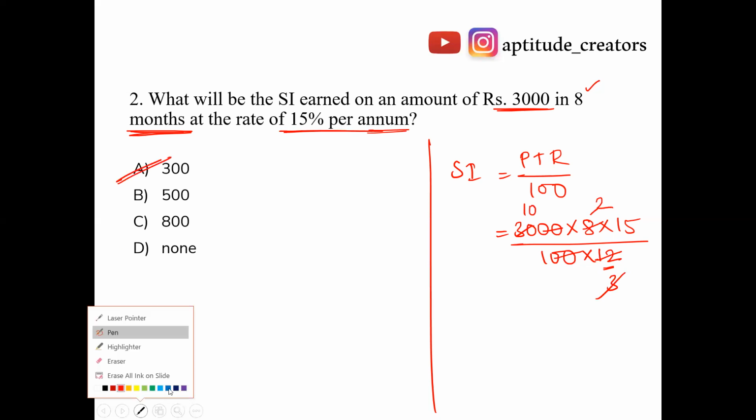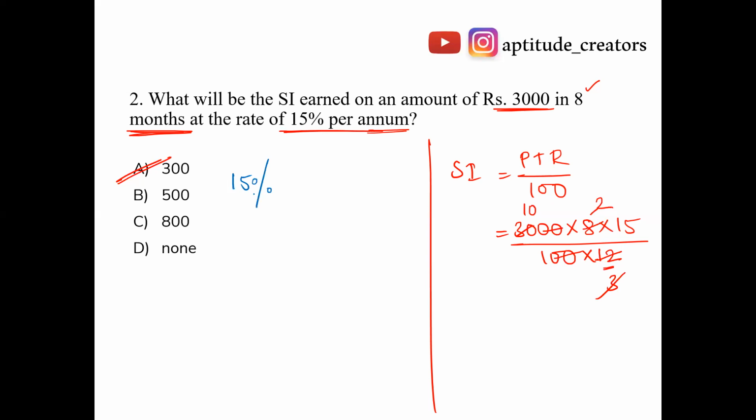Now, no need to solve this method. Please pay your attention. What is the simple interest earned on amount 3,000 rupees, 8 months, 15% per annum? Now, what about for 1 year? For 1 year, 15% of 3,000 rupees. Correct? 2 zeros are cancelled out. We can say 450 rupees as interest. 1 year, we can say 12 months. 12 months is equals to 450 rupees.